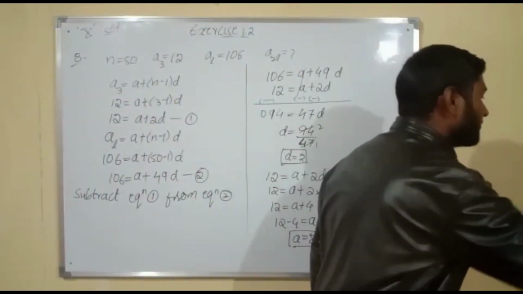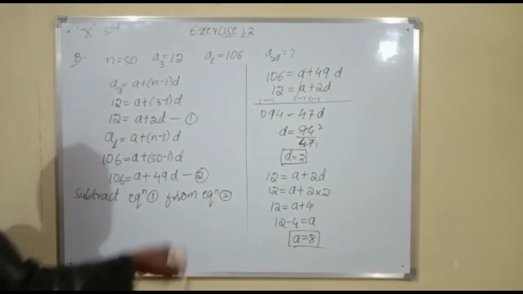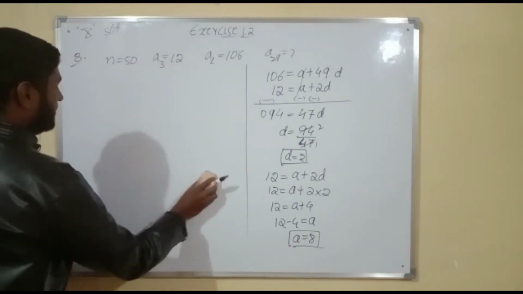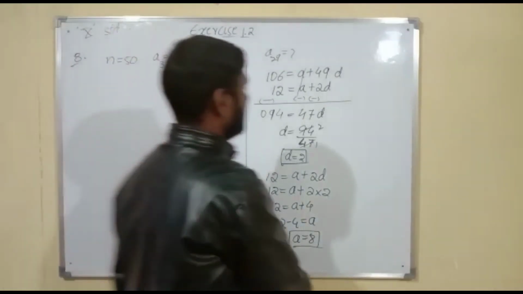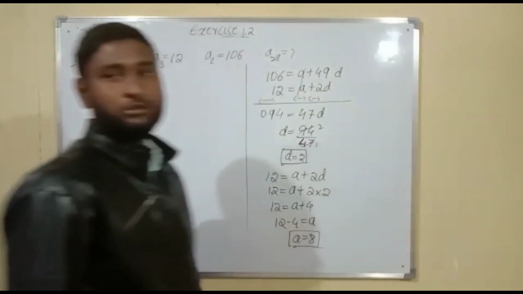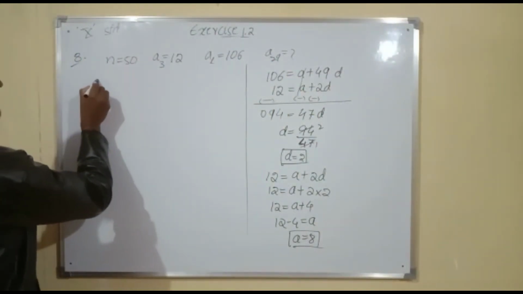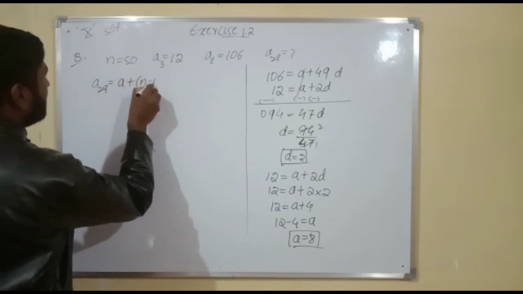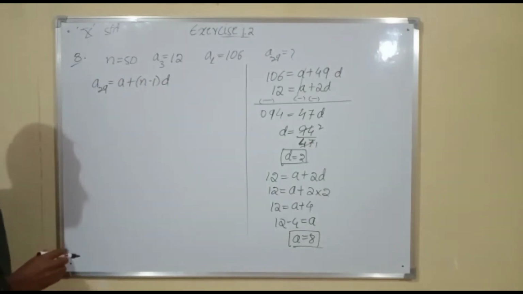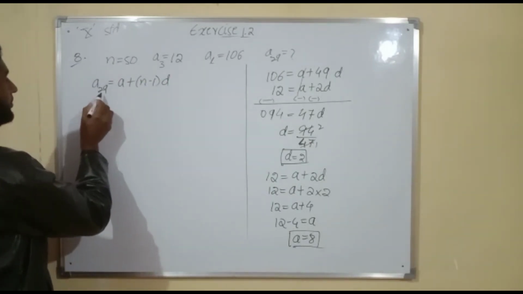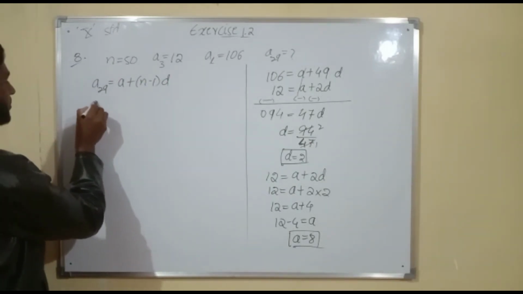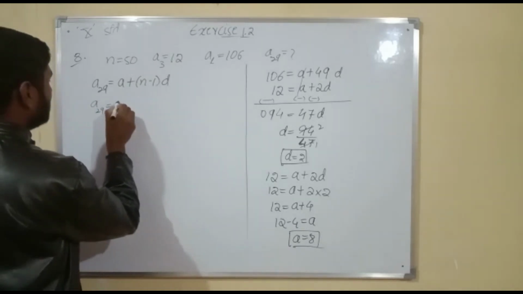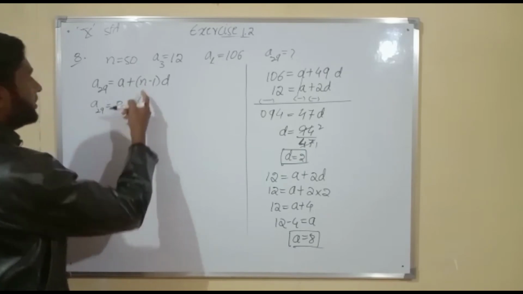See, if you have written this, I will rub this one. Okay. Let me write in this. See here, you have to just find out the 29th term, isn't it? a29 is equal to a plus n minus 1 into d. Okay. Since we don't know a29, keep it as it is. a29, we know a. What is the a we got? 8 it is, plus.